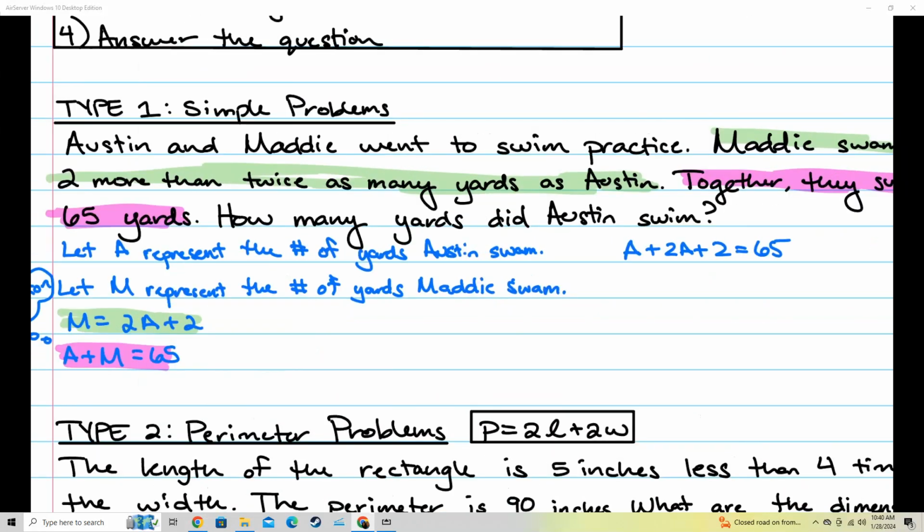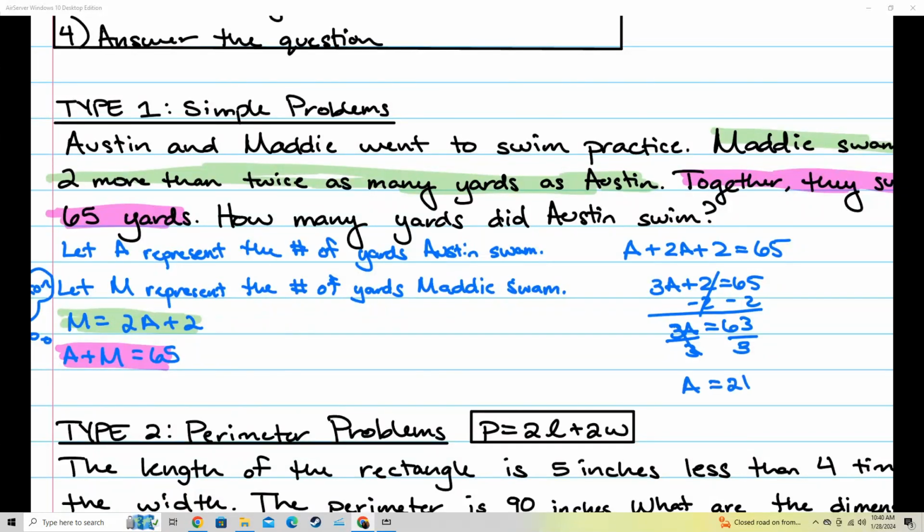So we're going to go ahead and add up those a's. A plus 2a, that's 3a plus 2 is equal to 65. We're going to subtract 2 on each side. I get 3a is equal to 63, and of course we're going to divide by 3. And I get a is equal to 21.